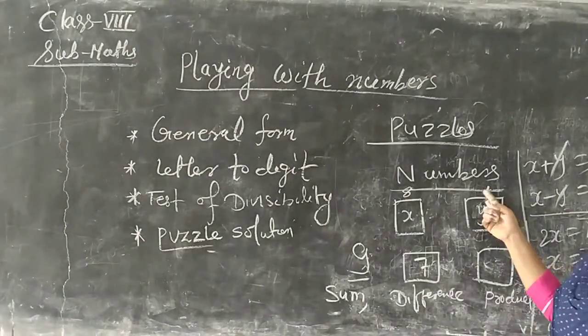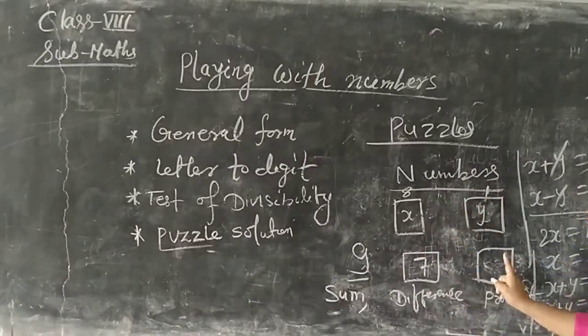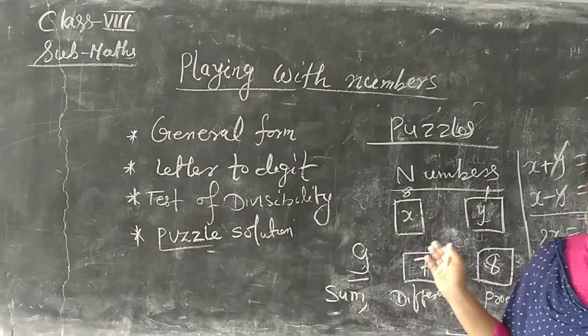So we can check whether this is the correct number or not. 8 plus 1 is 9, 8 minus 1 is 7, and their product, 8 into 1, is 8. So this type of question is a puzzle question.